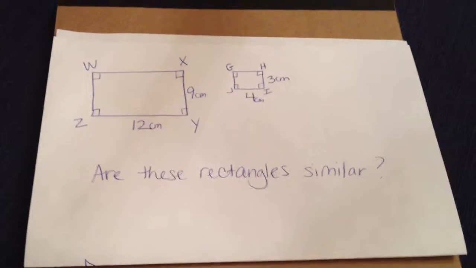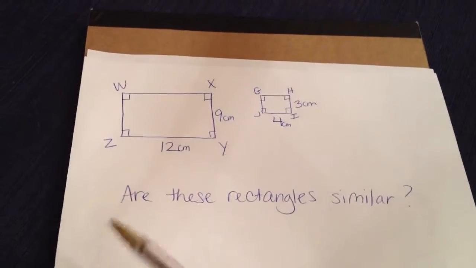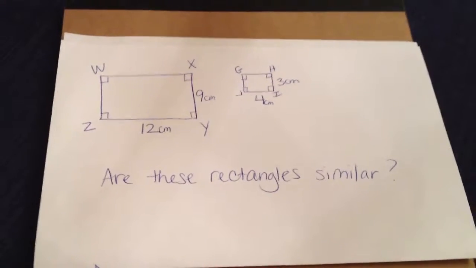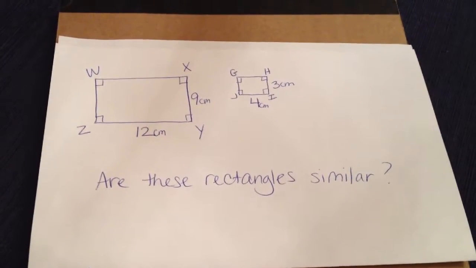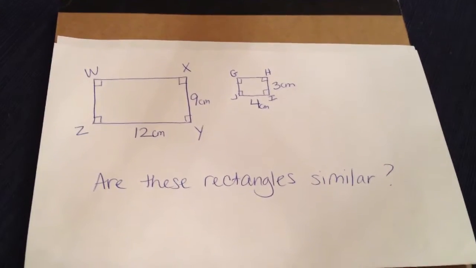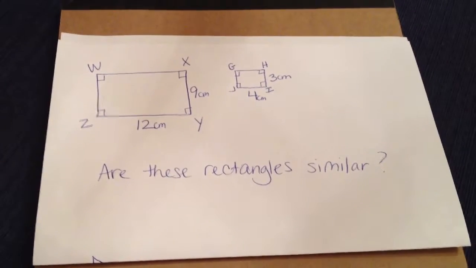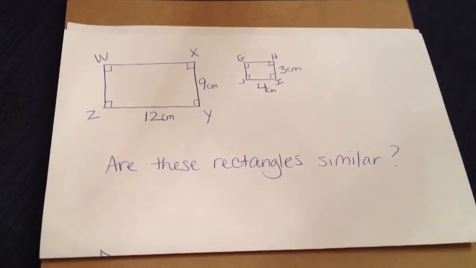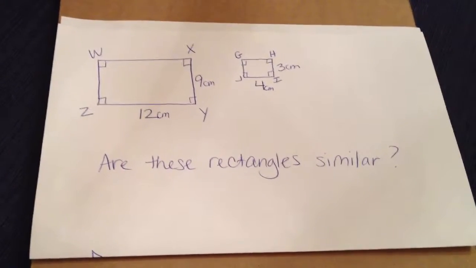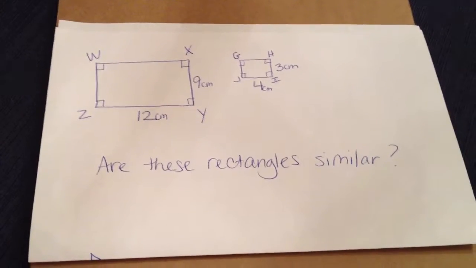Today we're going to talk about similar figures and how we can look at two figures to see if they are similar. If you'll remember from our notes, we talked about how similar figures have the same shape, but usually they're resized. So they're a different size, but they look the same. And in order to be similar, they have to have corresponding angles that are equal, and the corresponding sides are proportional.